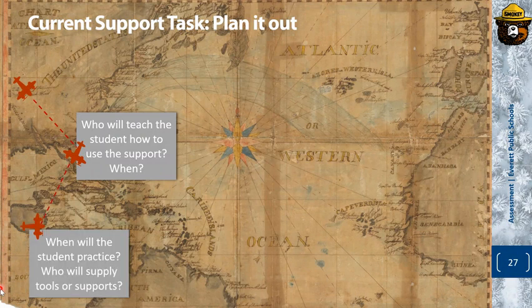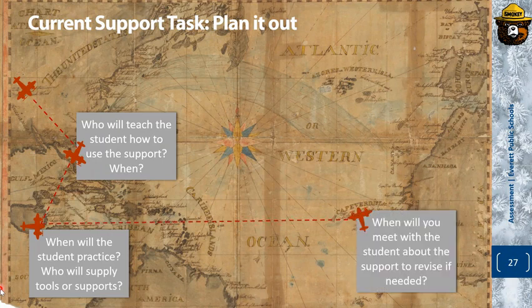When is the student going to practice the support? Who's going to give them the tools and supplies that they might need? If the student needs an abacus, who's bringing their abacus? And then when are you going to talk to the student about the abacus? Let's say we're all on board for the abacus. The student uses the abacus, practices the abacus, and says, I am not a fan of the abacus. Actually, the tool I know how to use is the Rekenrek. You're going to need to do some revisions.